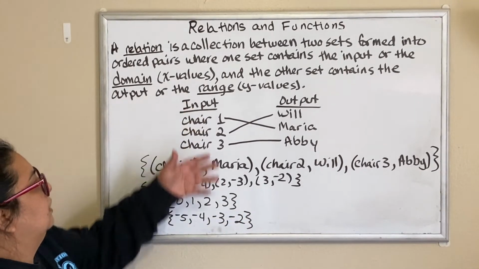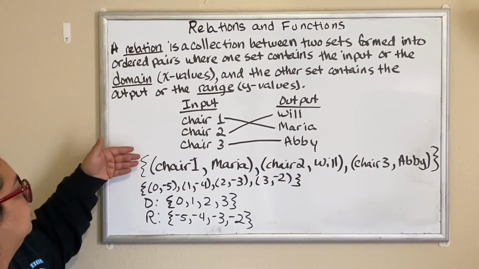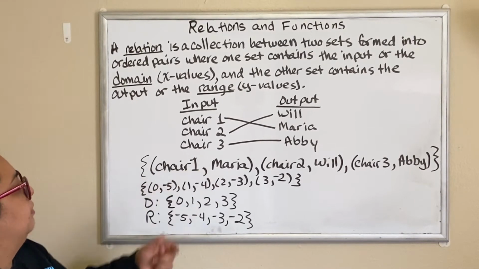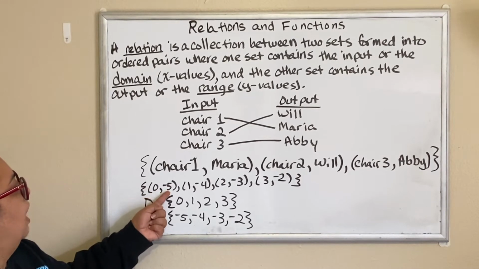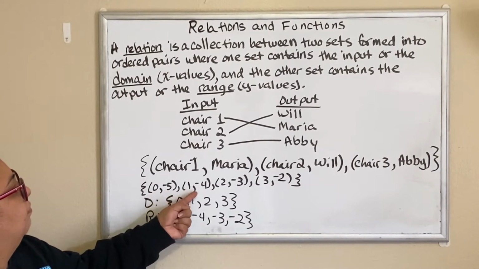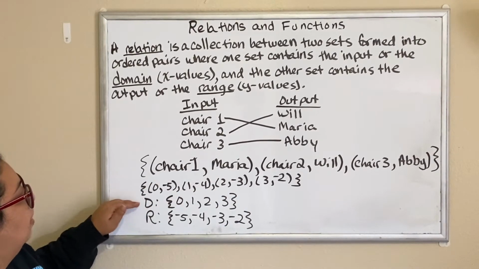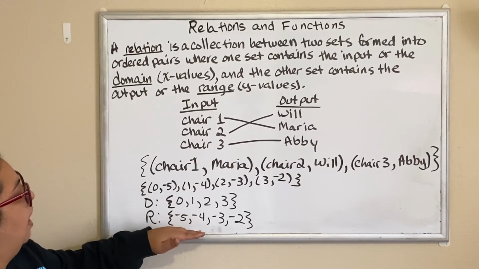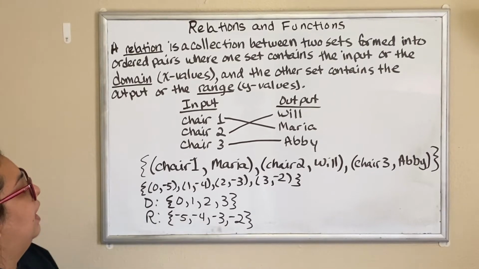So here's two examples of relations. This is a relation, this is a relation. The first value is your input, your second value is your output. Same thing here. This is an input of 0 with an output of -5, input of 1 with an output of -4, and so on. And then we list all of our inputs, which is 0, 1, 2, and 3. We list all of our outputs or our range, which is -5, -4, -3, and -2.